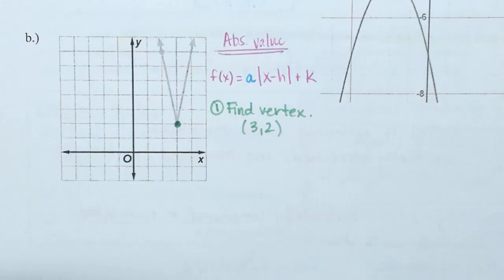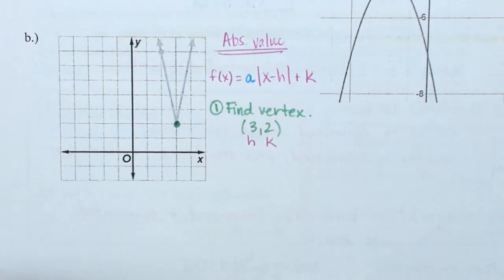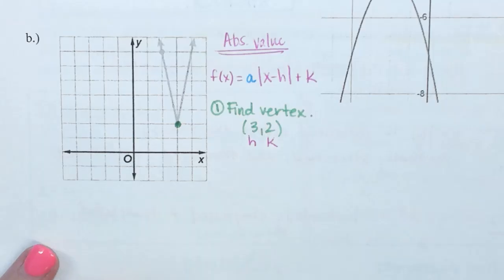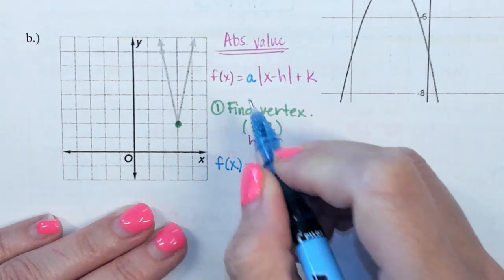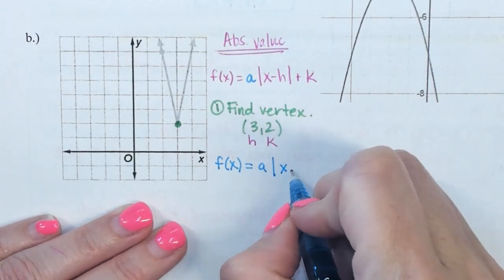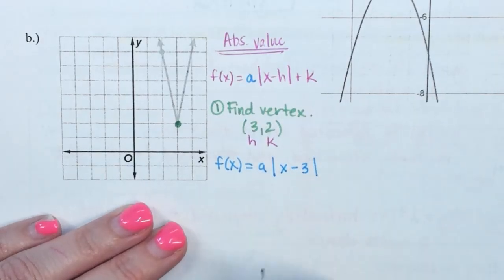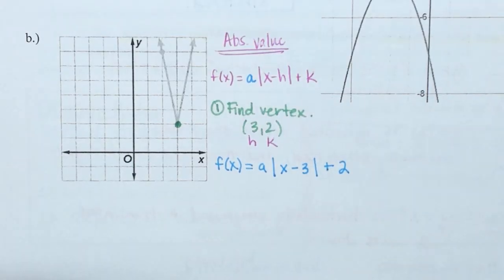Do you guys remember what variables the vertex goes in for? H and K. Good. So this is H, this is K. Okay, so once you do that, you're going to plug that into your equation. So it's f of x equals, and we're not plugging in for a at this point. When I plug this in for h, it's minus 3, because I have the minus here, that's positive, and then I have plus 2. Okay?